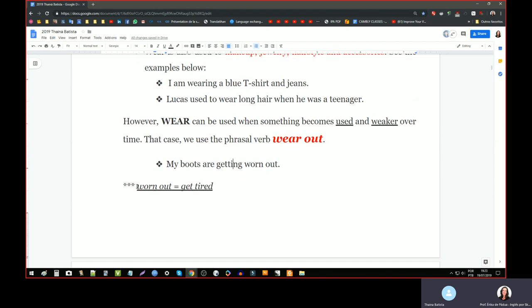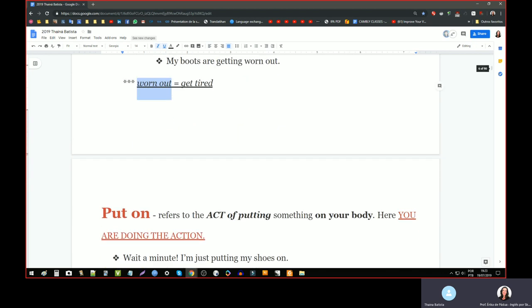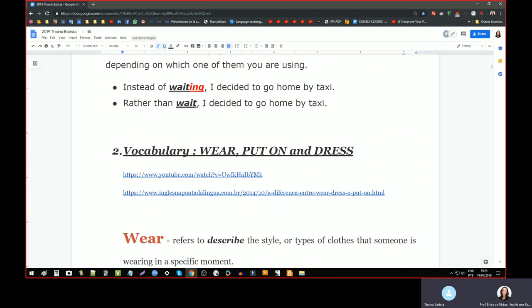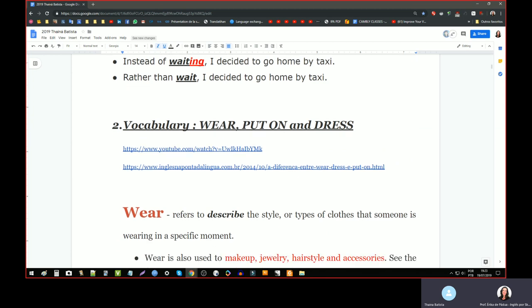Worn out. But worn out can also mean get tired. Which is kind of related because our energy is gone, right? We feel weaker. We can say that I'm worn out at the end of the day. Oh, I feel worn out. I'm worn out. Really great. I think you should add next class maybe the verb use.